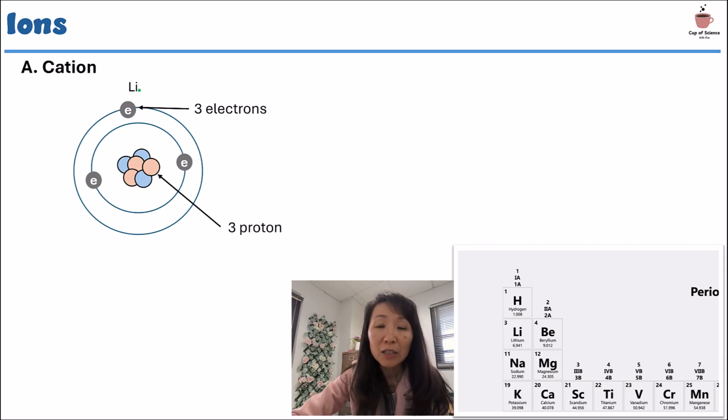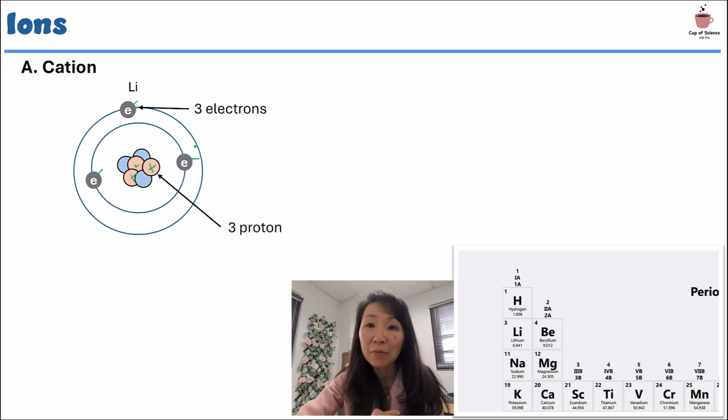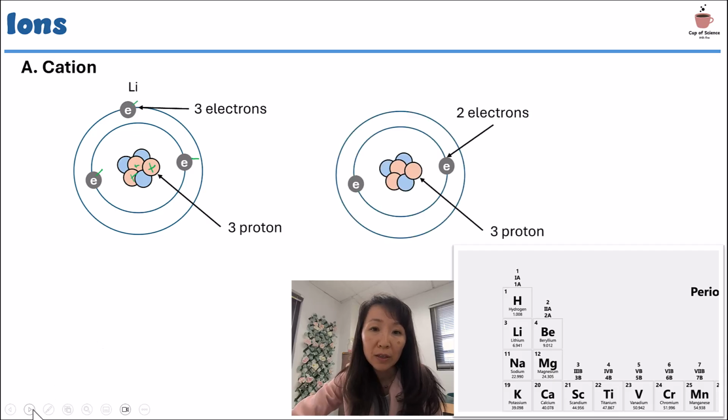But this lithium is neutral, meaning it has the same number of electrons as protons. So there are 3 positives and 3 negatives, and the electrons are indicated by negative, hence this neutral lithium. What about this image?